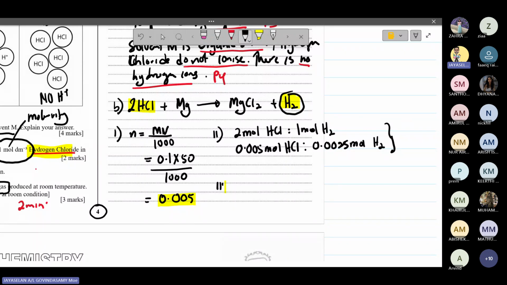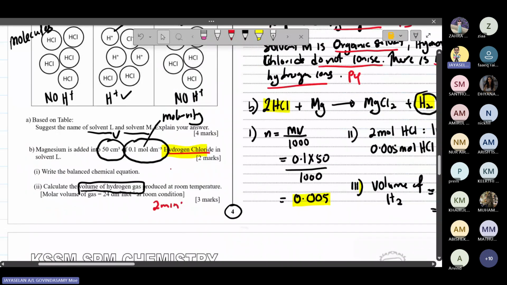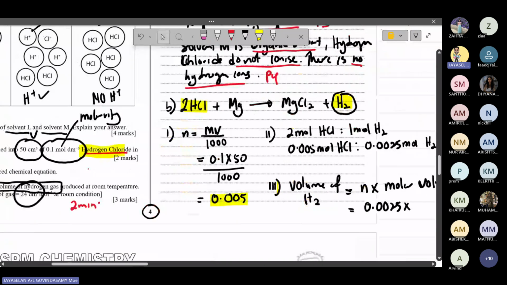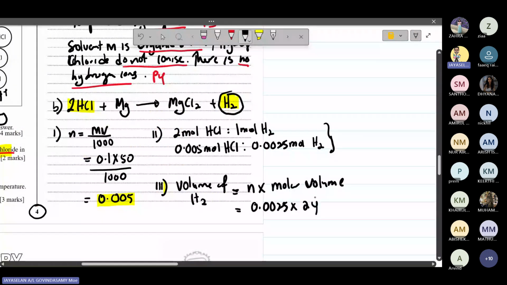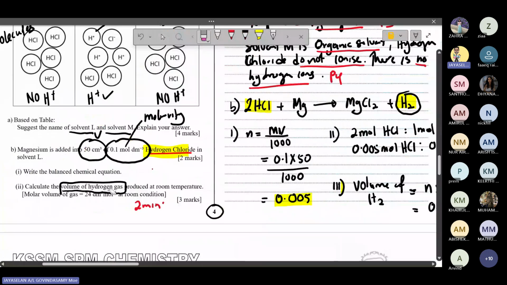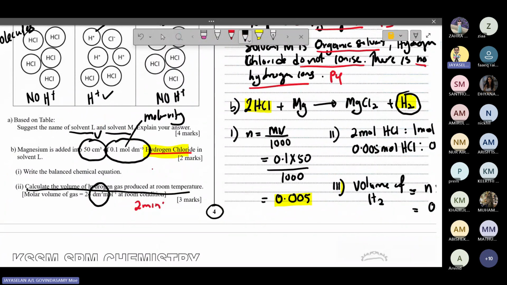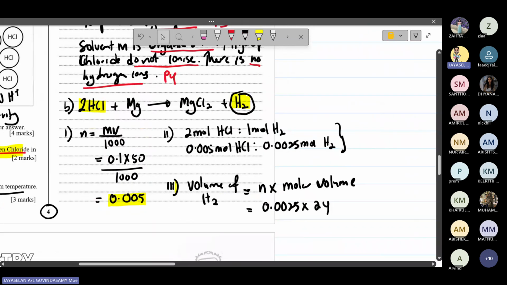Okay, and third step, they want the volume of hydrogen gas. To find the volume of hydrogen gas, number of moles times molar volume. Number of moles 0.0025. Molar volume is already given in the question, which is 24. You can use 24. Does the question ask you to convert to cm cubed? No, right? So use this unit. Okay, so the answer you will get is what?